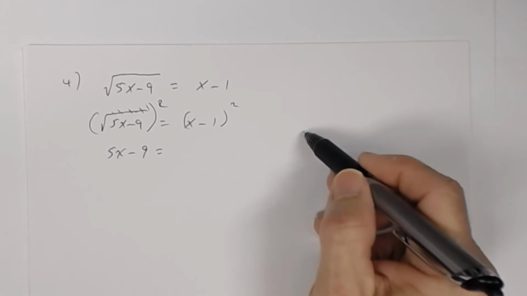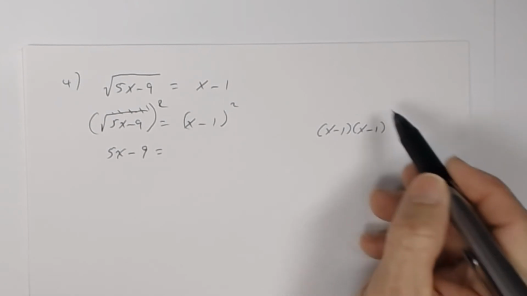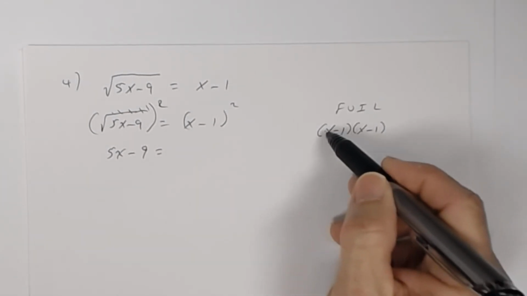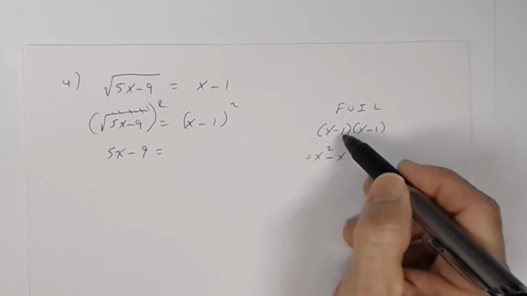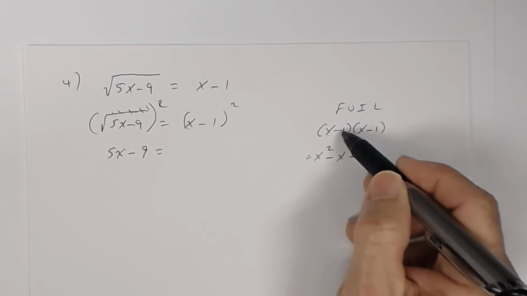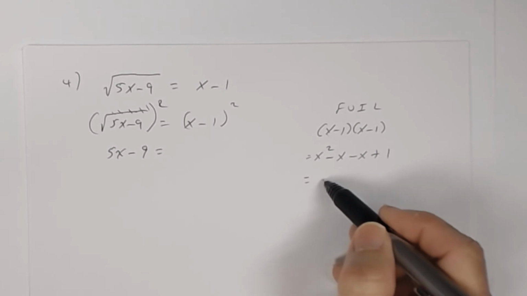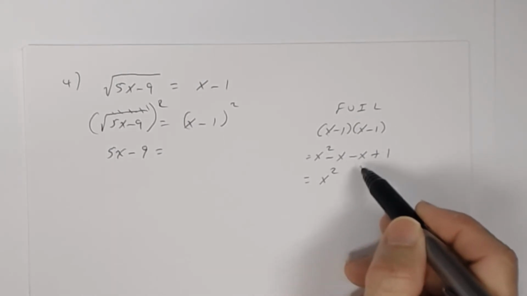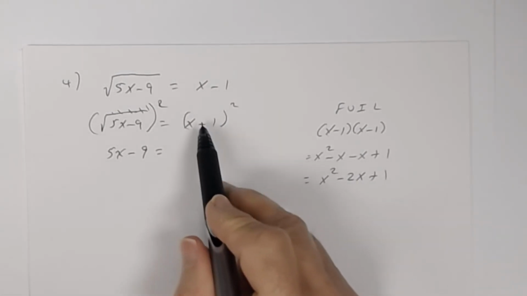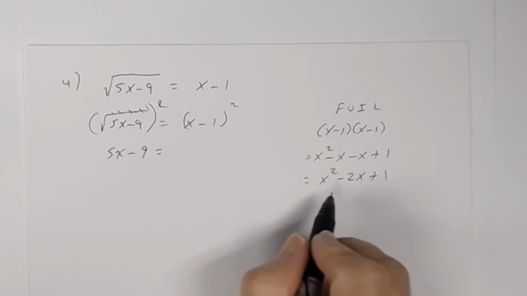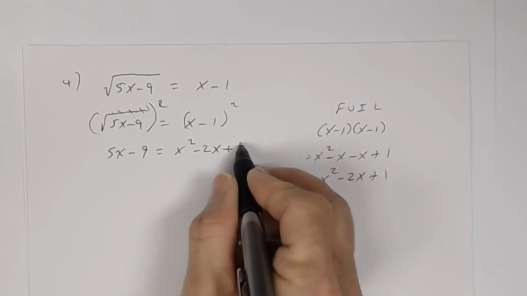And then just like the previous problem, we're going to go off to the side and figure out what x minus 1 times itself is using the FOIL method. So x times x is x squared. The outer, x times a negative 1 is a negative x. The inner, negative 1 times x is a negative x. And the last, a negative 1 times a negative 1 is a positive 1. When I combine like terms, I get x squared, a negative x and a negative x is a negative 2x, and then plus 1. So this x minus 1 squared, this binomial squared, is going to be this trinomial right here. So that becomes x squared minus 2x plus 1.